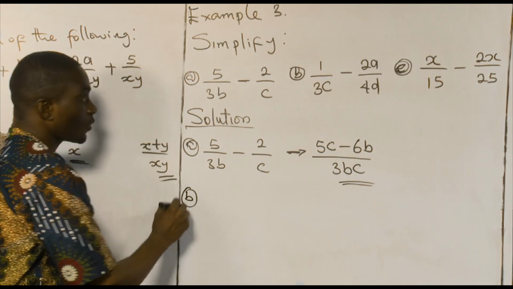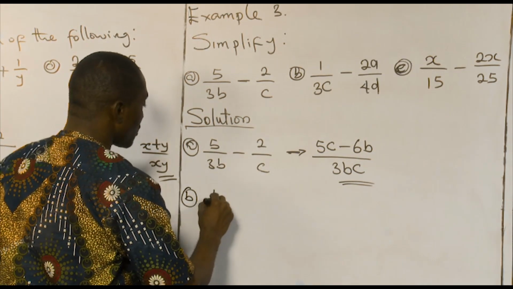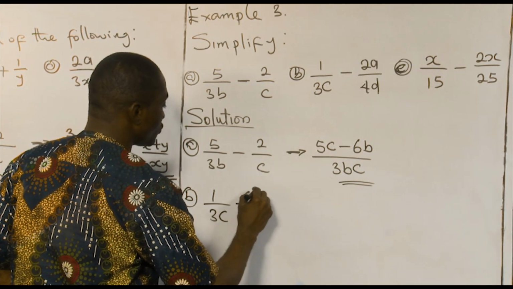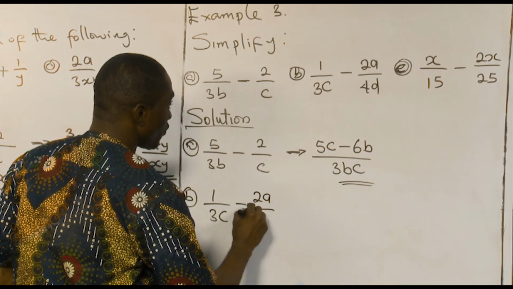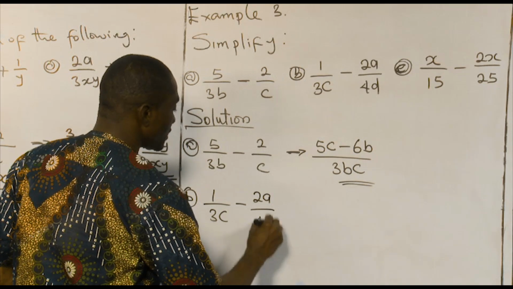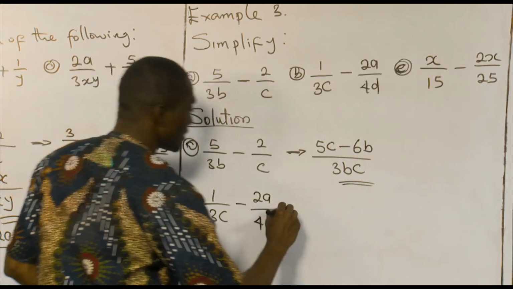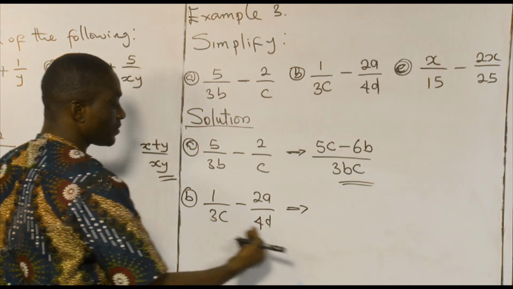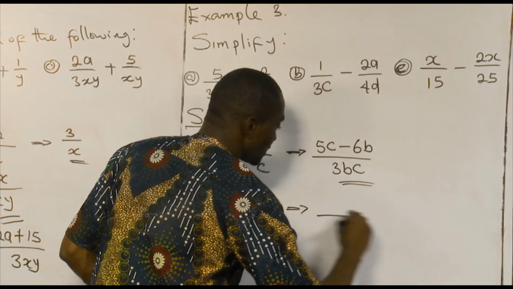B, we have 1 over 3c minus 2a over 4d. What do we have? LCM. The LCM is what?